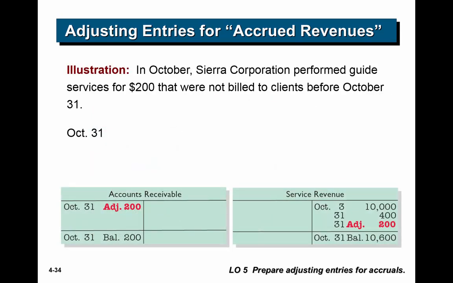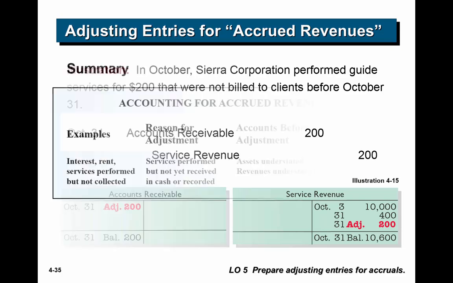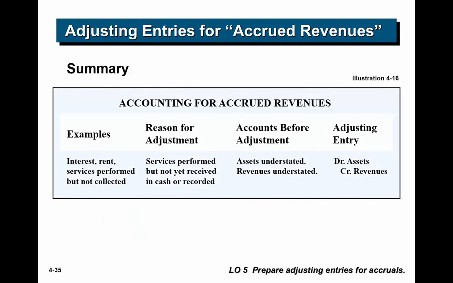All right, so here's our example. Sierra Corporation performs guide services for $200 that were not billed to clients before October 31st. Happens all the time in companies. You get down to the end of the month, you say, oh, we performed these services, now we've got to bill them out. So we're going to do an adjusting entry to increase the amount that is owed to us, which is an asset called accounts receivable, and to increase the revenue. Why? Because we've earned the revenue. So we'll have a debit to accounts receivable and a credit to service revenue. There's a summary.